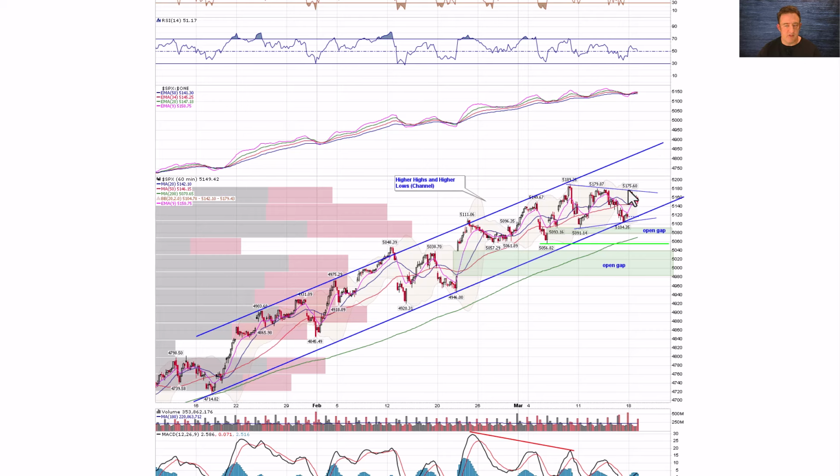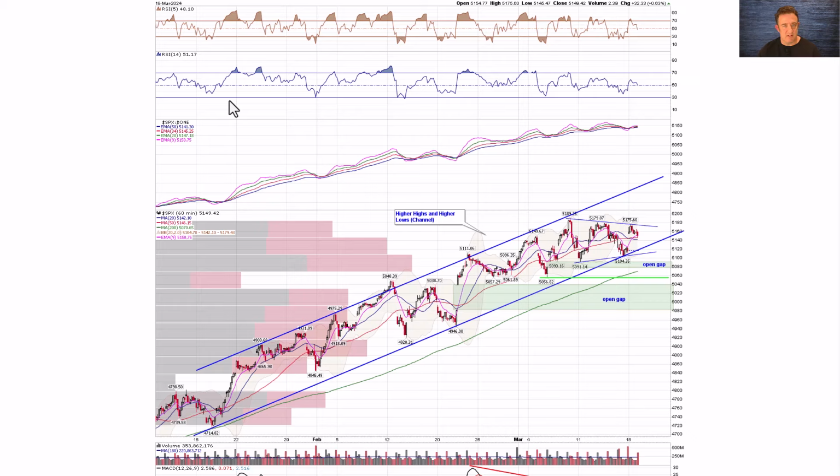Okay. So we stalled at the top of the channel today, logical, pulling back. Now we'll see if we can hold this coil and break out one more time, or we break down. But a breakpoint's coming here. On a breakdown of the coil, you have a couple open gaps down here that could be magnets.